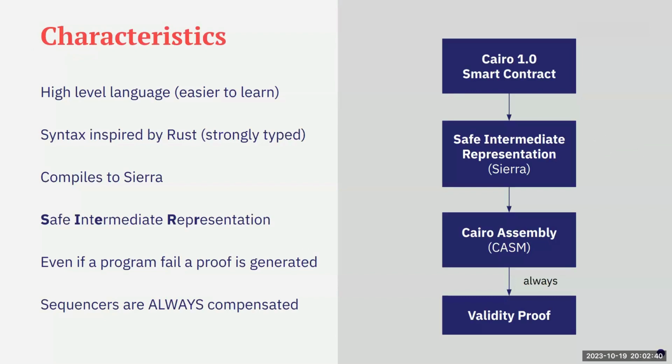With the introduction of Sierra, we're able to catch these errors and also ensure security and ensure that we write safe programs. So you have your Cairo One smart contract. This is the compilation process: your Cairo One contract is taken down to Sierra, and then the Sierra is executed using CASM, which in turn generates a validity proof, which is sent to L2.